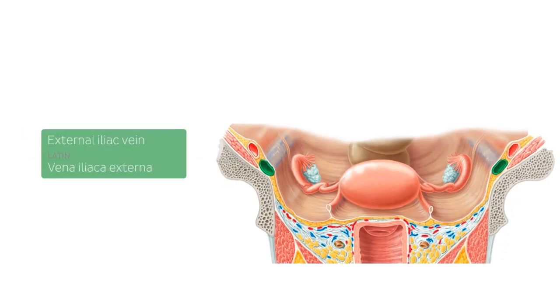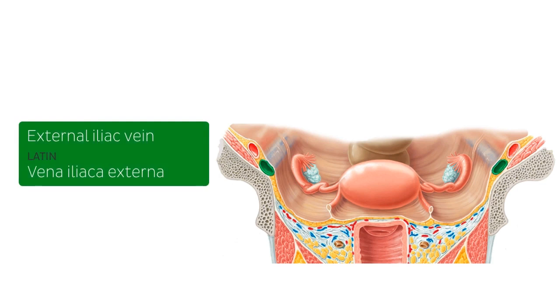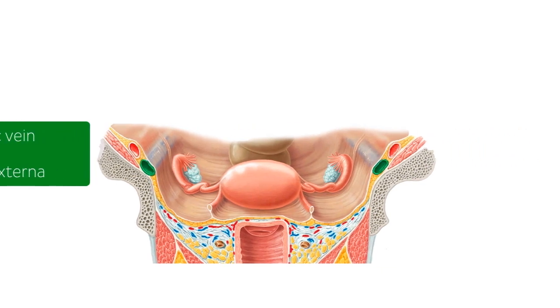And as we mentioned before, the external iliac vein is located inferior to the external iliac artery and is superolateral to the ovary. And we can see it here in relation to our structures right now. And the external iliac vein is the continuation of the femoral vein inside the abdomen, fusing with the internal iliac vein to form the common iliac vein, which in turn terminates in the inferior vena cava.